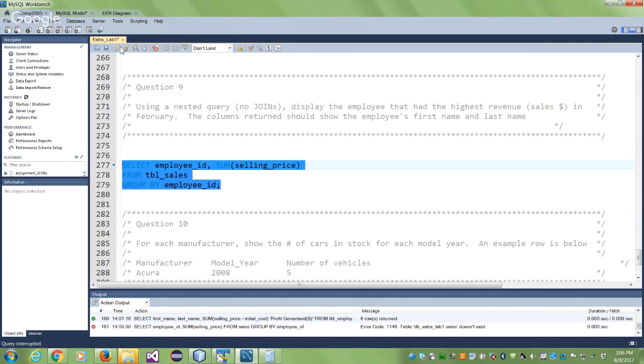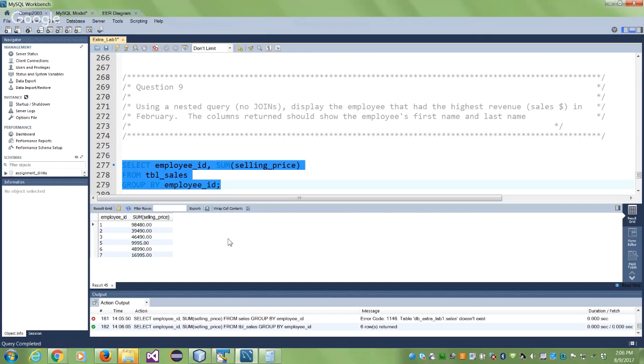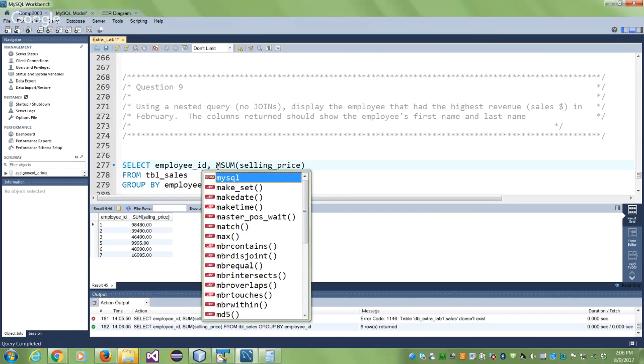Okay, let's see if this works. Job number 1. So we have some values, 7, 1, 2, 6 of them. 4 and 8 didn't make a sale. So that's right. Now I want to find the maximum of this, which is 1695.995. Okay, so can't I do this? No, you can. Now you can. Oh, now I can. Okay. So when you write the whole query.